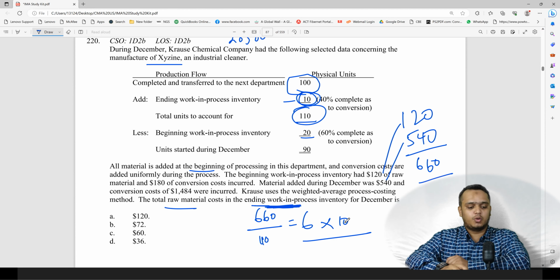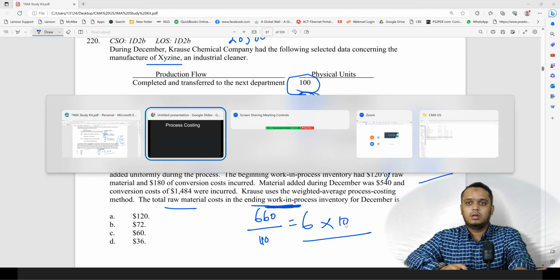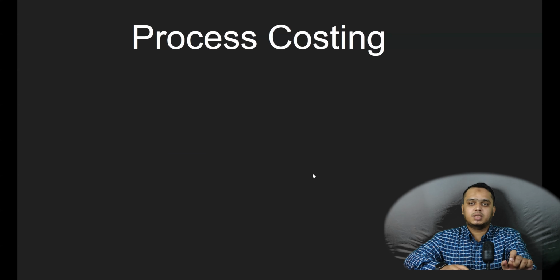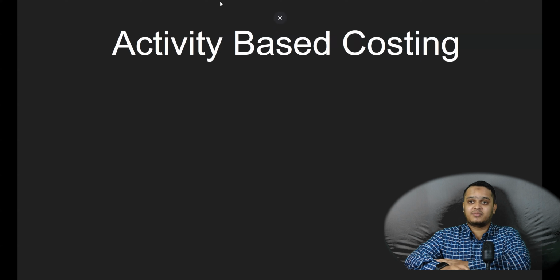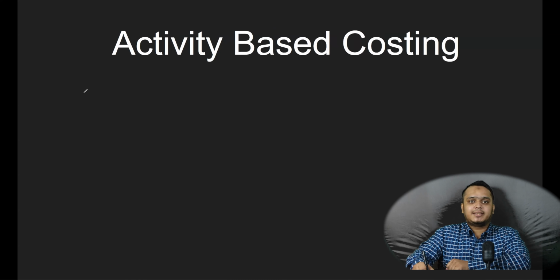So now let me just go back to what we were doing here. Process costing. After that is activity-based costing. It's really interesting stuff for everyone. Now, activity-based costing, you can understand based on traditional costing.